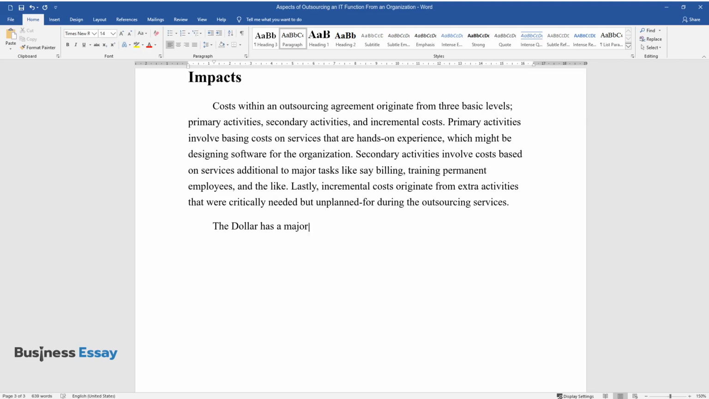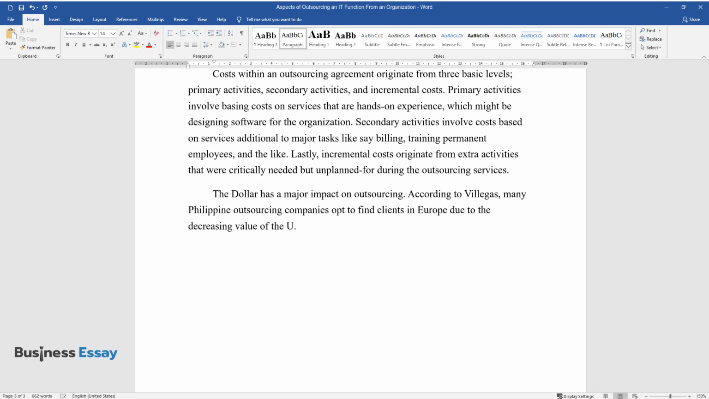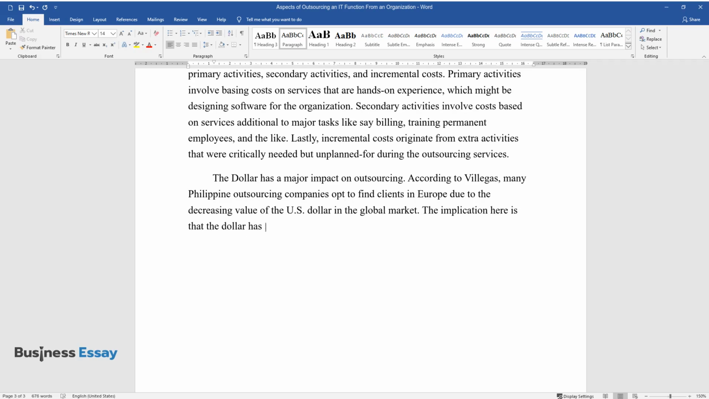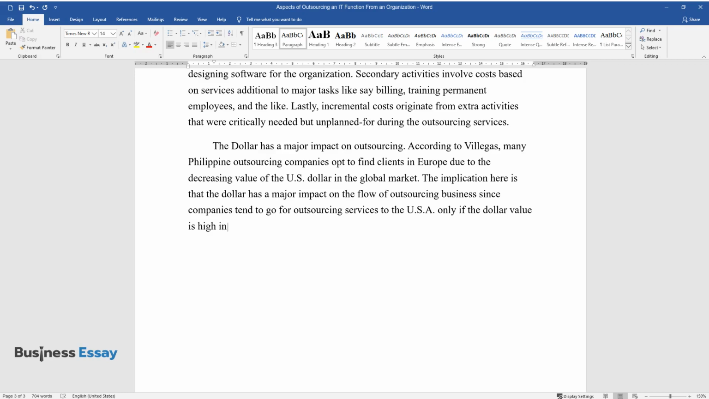The dollar has a major impact on outsourcing. According to Viegas, many Philippine outsourcing companies opt to find clients in Europe due to the decreasing value of the US dollar in the global market. The implication here is that the dollar has a major impact on the flow of outsourcing business, since companies tend to go for outsourcing services to the USA only if the dollar value is high in the global market.